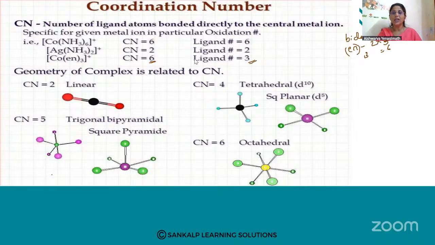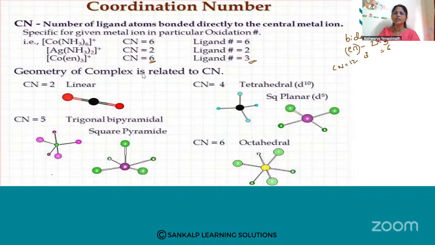So with bidentate ligands you have to be very careful. If it is tridentate and there are 3 ligands, it's 3 into 3, so coordination number is 9. If hexadentate and 2 are there, what will you do? 6 into 2, so coordination number is 12. Like this you have to do.